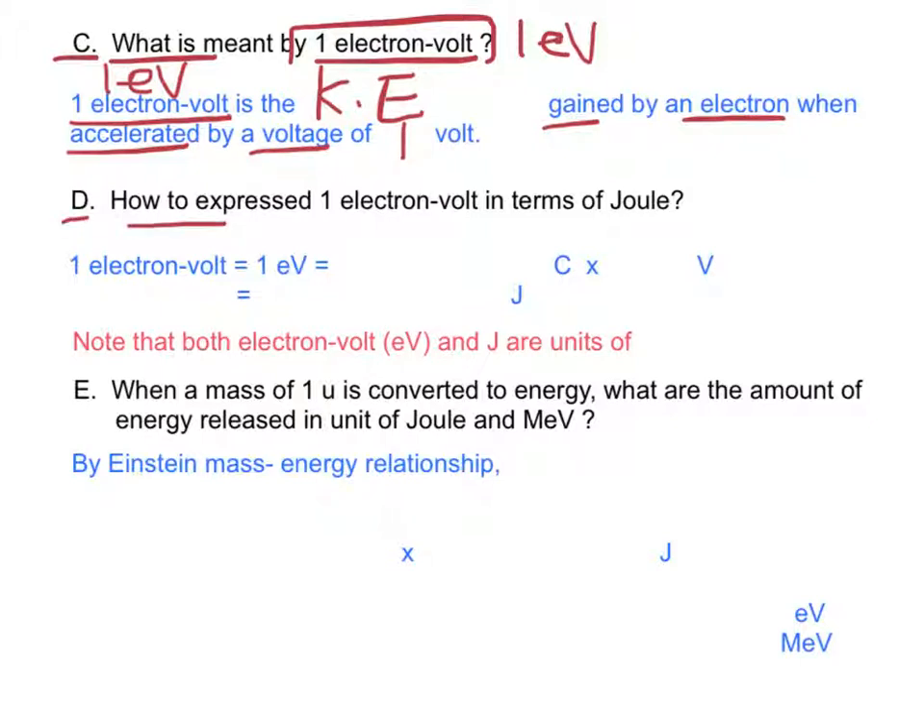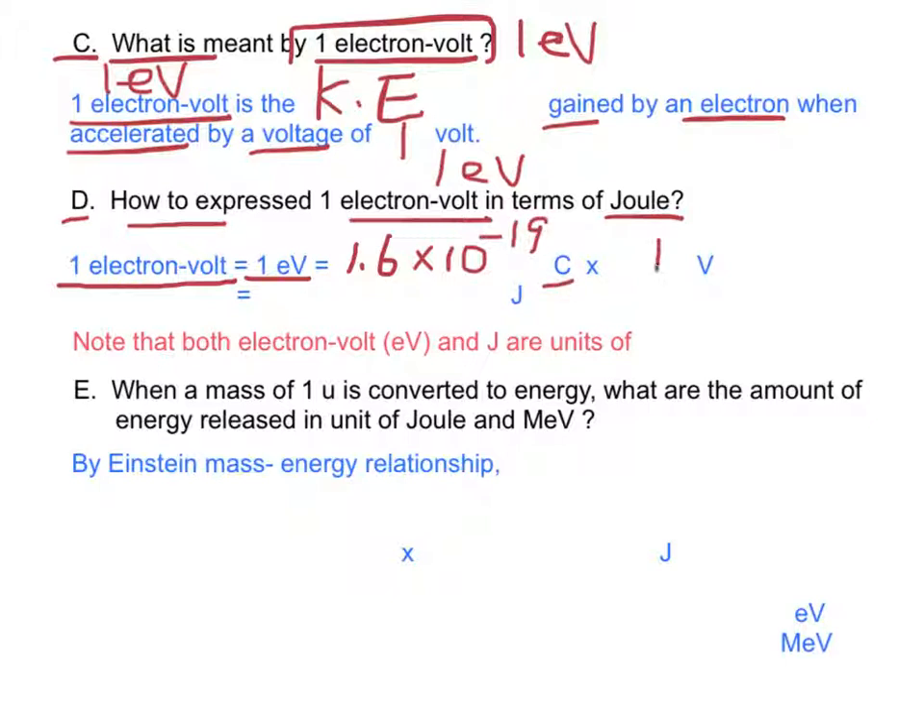D. How to express 1 electron volt, 1 eV, in terms of joules? By definition, 1 electron volt equals 1.6 times 10 to the power negative 19 coulomb times 1 volt, which is equal to 1.6 times 10 to the power negative 19 joule. It must be noted that both electron volt, eV, and joule are units of energy.